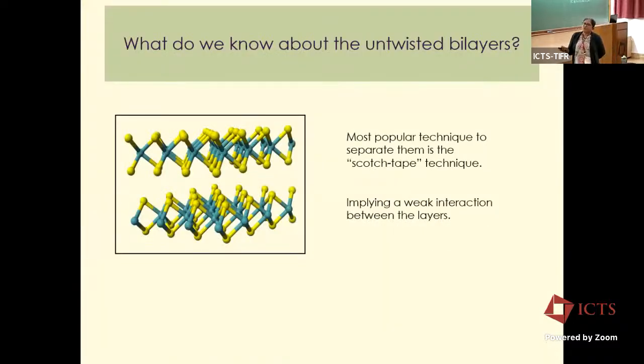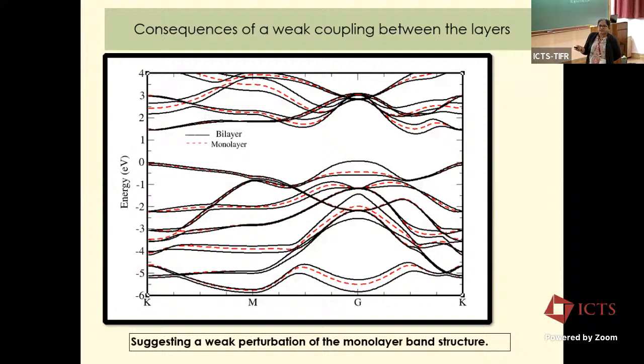So the approach we adopted was we know that the untwisted bilayers can be easily separated out, implying a weak interaction between the layers. And this indeed should reflect in the electronic structure. And so what we did was, again, plotted the electronic structure along various symmetry directions for the monolayer, which is shown over here in the red dashed line, and for the bilayer, which is shown over here in the black line. And you can see that in most part, it's very similar. There are regions where it's different.